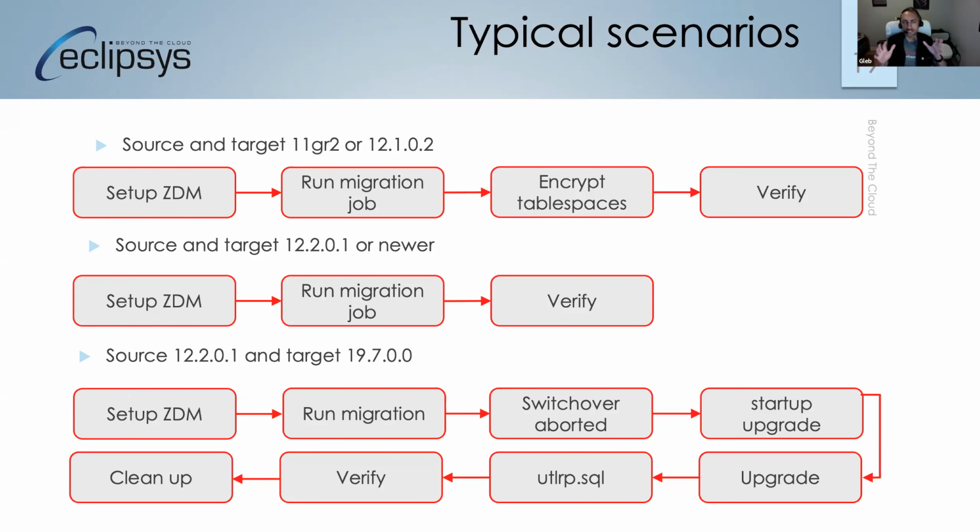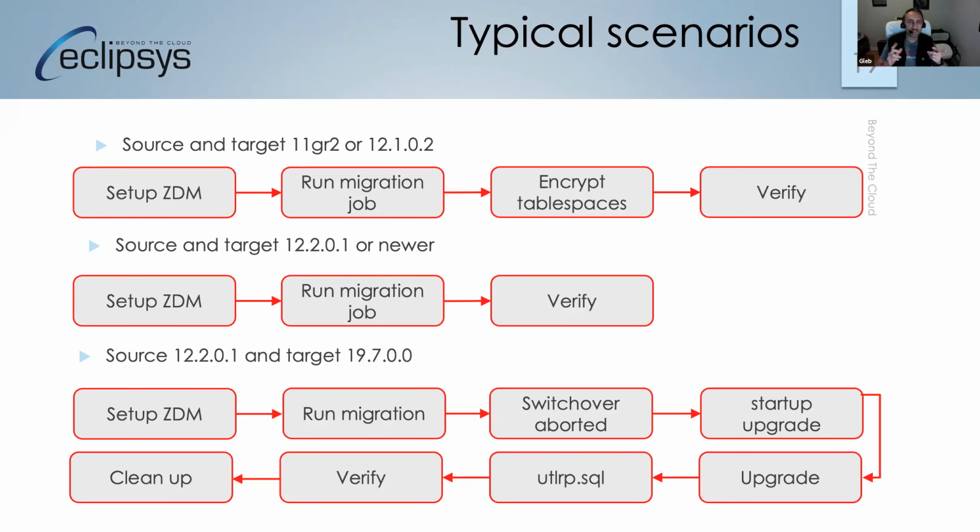Source and target, let's talk about typical scenarios. Source and target the same, 11G R2 or the same 12.1.0.2. You set up ZDM, run migration job, encrypt tablespace, verify. Simple. Manual step: encrypt tablespaces. You have to do that by yourself. It is not a big deal, but you still have to do that.